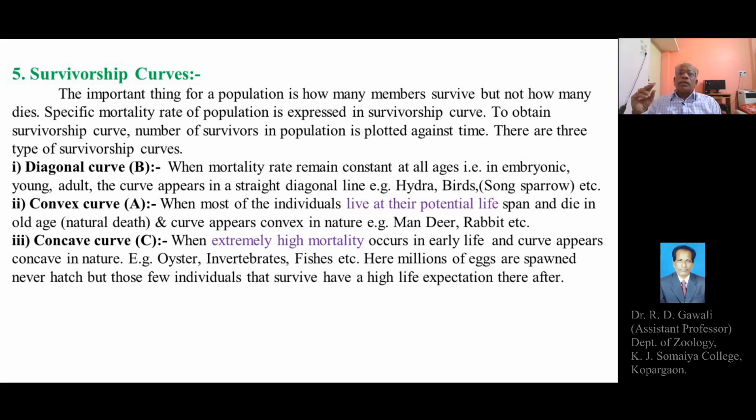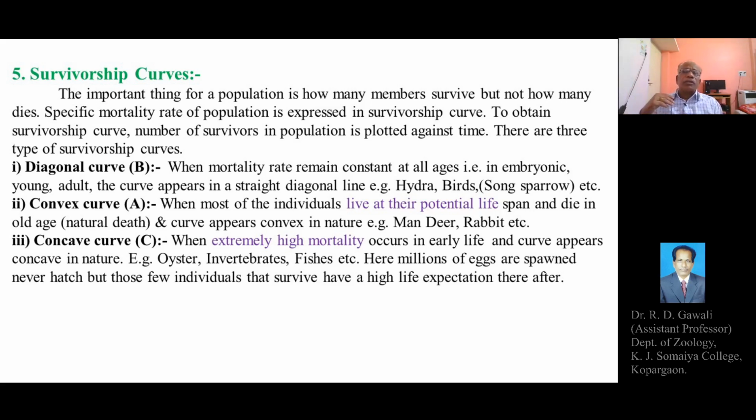These are the animals, man, deer, or rabbit, which usually survive or live for their potential life and die in old age. Means there is a natural death, and whenever the individuals die due to old age, or there is a natural death, then the survivorship curve appears to be convex.